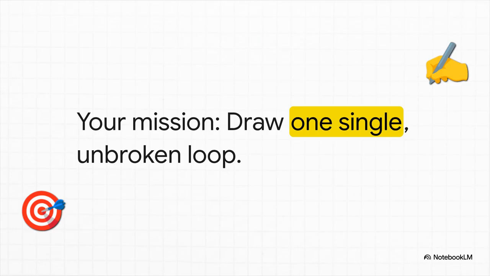So, here's the main goal, the most important thing to remember. Your entire mission is to draw one single, unbroken loop on the grid. Just one. It all has to connect back to itself. No making 2 or 3 little separate loops. Sounds easy enough, right? Well, that's where the rules come into play.